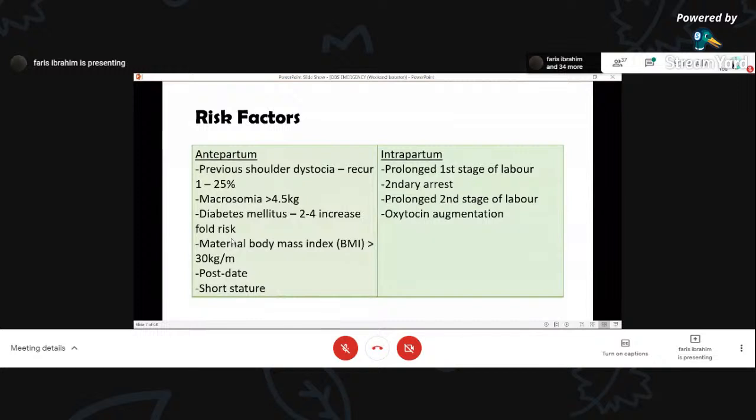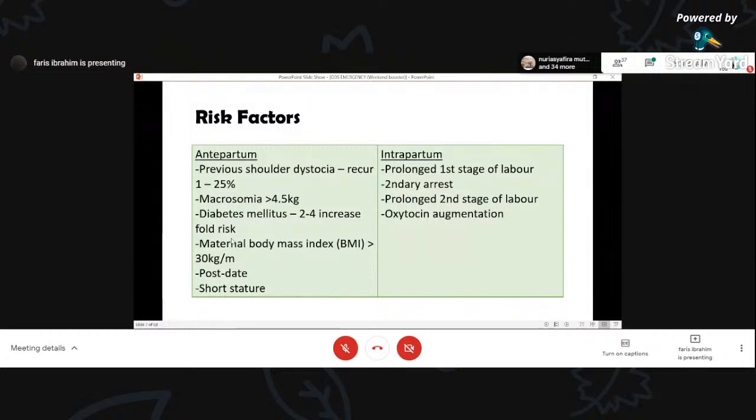During our OSCE, it came to secondary arrest, and they gave a partogram. Right, they gave a partogram, and then they asked you to interpret based on the partogram and give the diagnosis. So at that moment I got the answer wrong. I thought it was a prolonged second stage. So actually it was a secondary arrest.